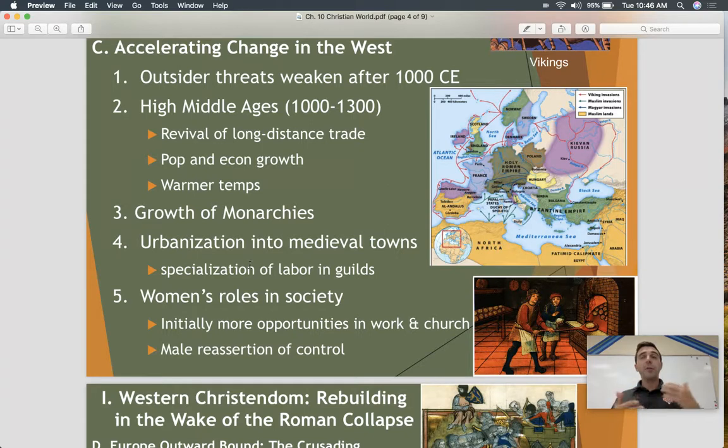So that labor specialization helps urbanize these towns and for them to grow instead of people being so spread out in rural centers. Or not rural centers, but just rurally everywhere.